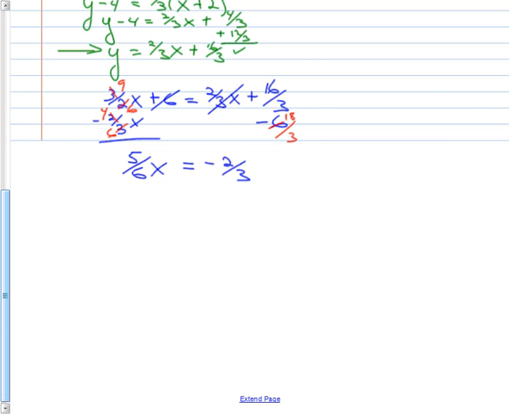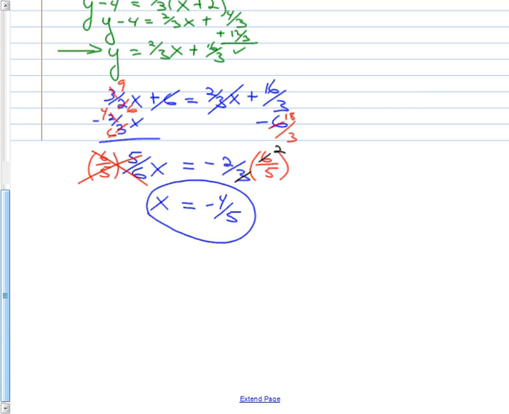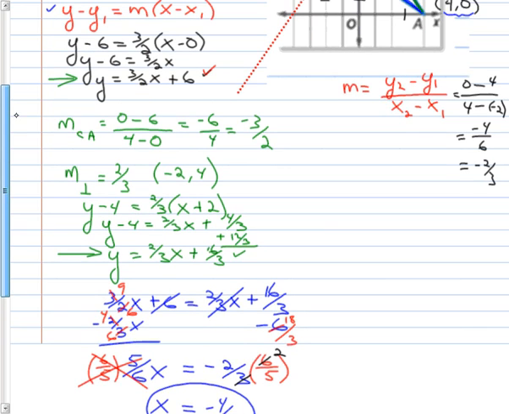I need to solve for x. How do I get rid of the fraction 5/6? Multiply by the reciprocal, 6/5. That eliminates it over here, and I just have 1x. I can reduce. 3 goes into 6 twice. Negative 2 times 2. Negative 4/5. I know the x value of that point. I just figured out the x value is negative 4/5.